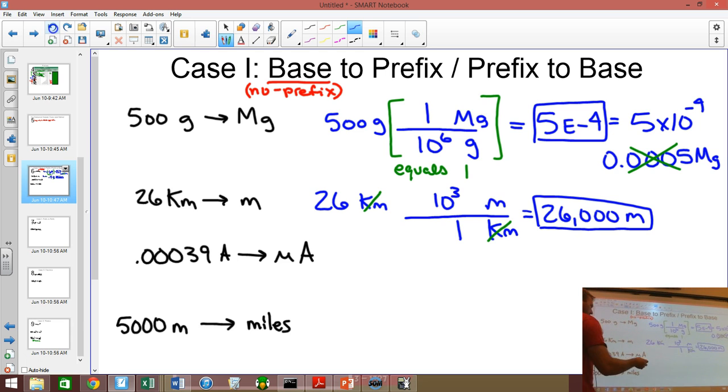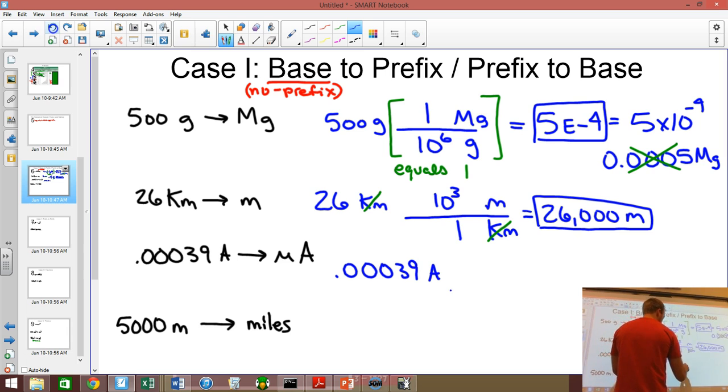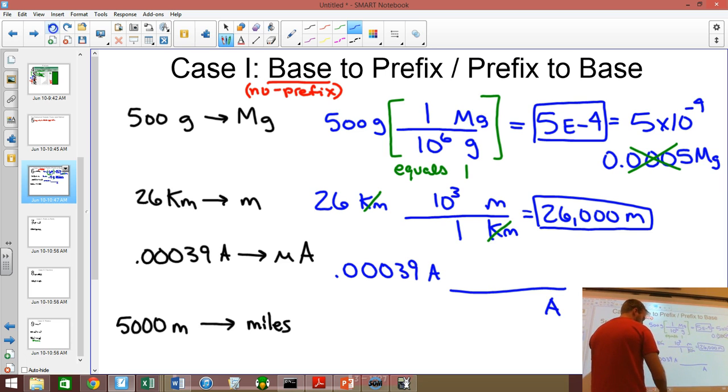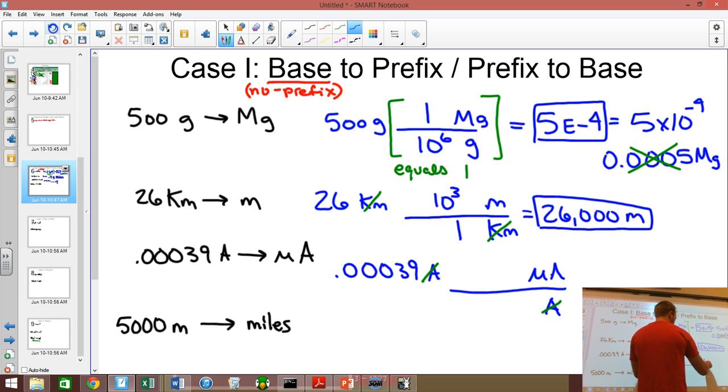My next one, 0.00039 amps, and I'm going to change it into microamps. So I'll put an amp on the bottom so that those cancel. Top and the bottom have to cancel, and then I'll change it into microamps.